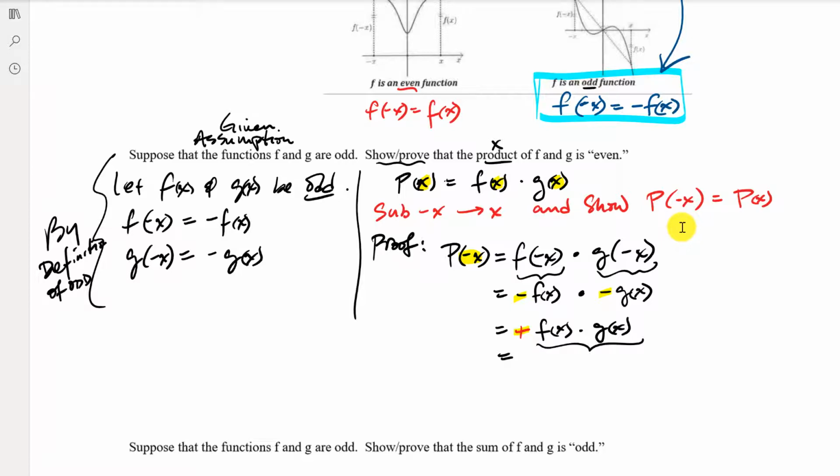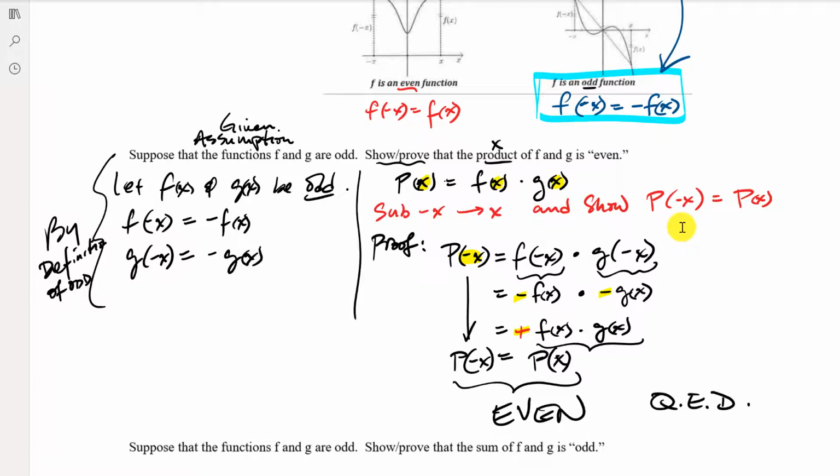Notice that right there by definition is p of x. Look up here in the beginning. P of x is defined to be f times g, or f of x times g of x. So that's equal to the original function called p of x, the product function, because I'm dealing with a product. So p of negative x equals p of x, and that is the definition of even. This means even. And then I'm done with the proof.